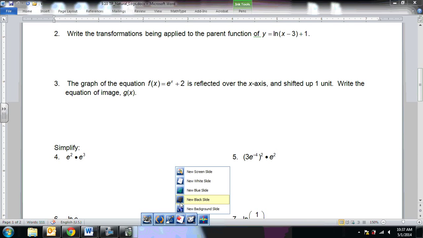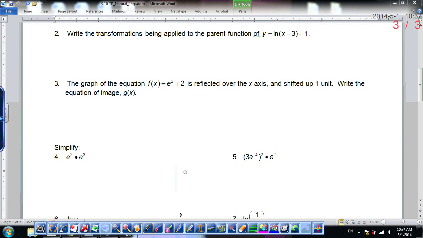Okay, so I want to write the transformations that have been applied to the parent function to give us the equation y equals the natural log of x minus 3 plus 1. So what's the parent function? The log function. Good, y equals the natural log of x. So what have we applied? Right 3, up 1.